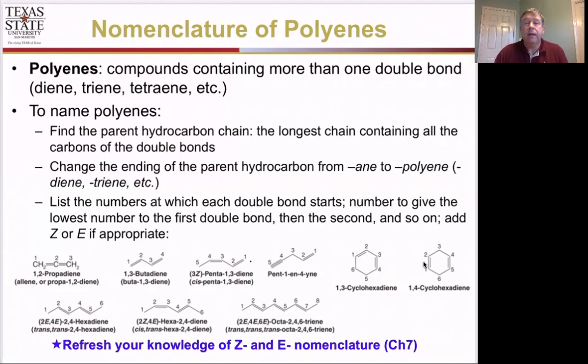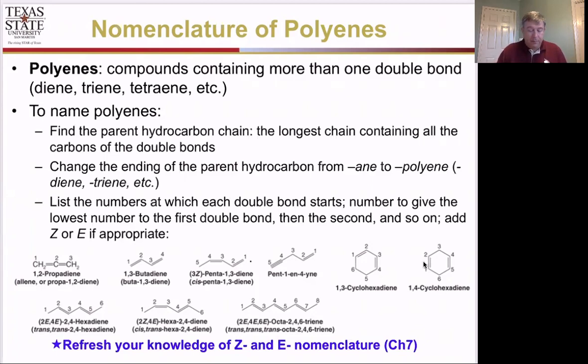When we're naming these polyenes, we need to start first with the parent hydrocarbon chain, but in this case, the longest chain that contains all of the carbons with double bonds. After we figure out the longest chain, we need to figure out how many double bonds we have and identify it as either a diene or a triene. Then, of course, we do our numbering so that we have the lowest number possible at the first double bond, and second and third, etc. And then we also have to add our E and Z where appropriate. To remember your E and Z nomenclature, please review Chapter 7.